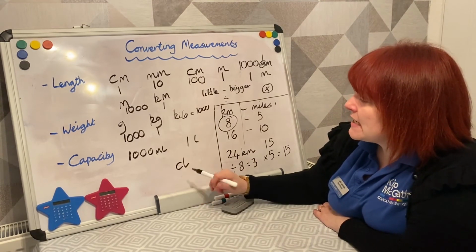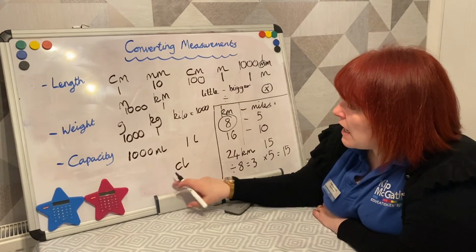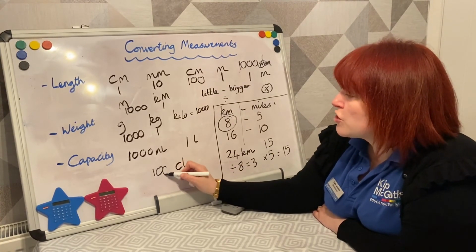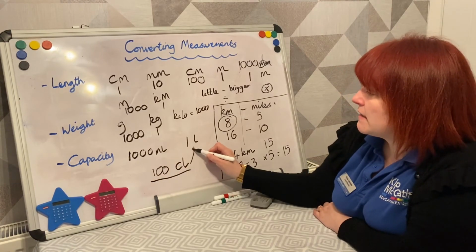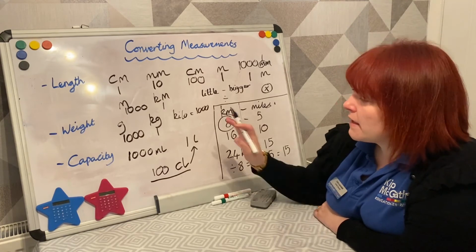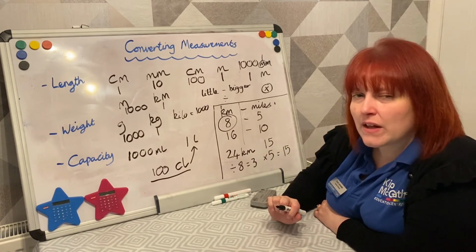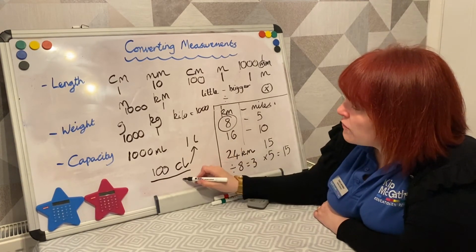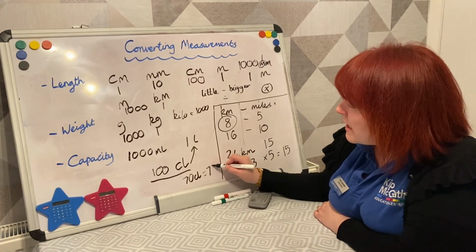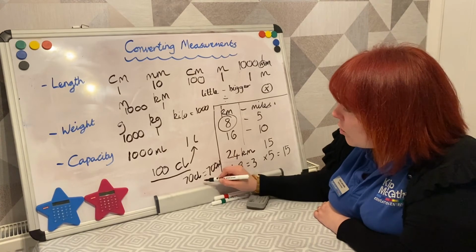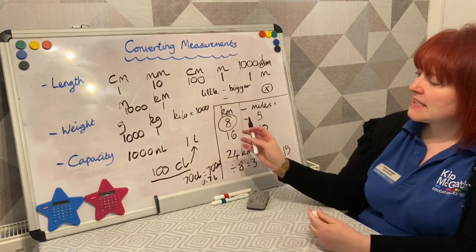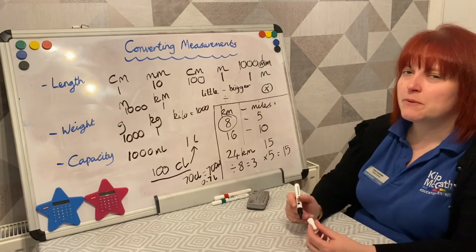So a centilitre is a bit like your centimetre. There would be 100 centilitres in a litre. And that's how that works. So when you've got a 70 centilitre bottle of wine, you've got 700 mils or 0.7 of a litre. And that's how all our different things link to each other.